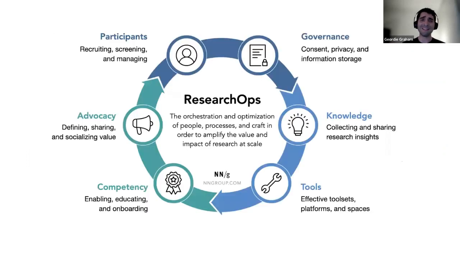I think Nielsen Norman has a really effective diagram that encapsulates not only the core components of research ops, but also illustrates the idea that they are all connected. From working with participants, so thinking of recruiting and screening and managing people, managing incentives, to governance, so NDAs, privacy, information storage, to knowledge management, collecting and sharing research insights through repositories, tooling, what tools are most effective at getting those insights, looking at competency, so folks that are enabling and educating, onboarding with user research and user researchers, as well as looking at advocacy, so socializing strategies to get user research adopted within organizations.